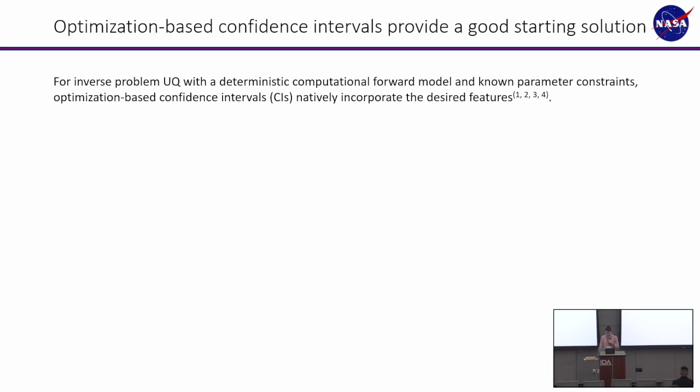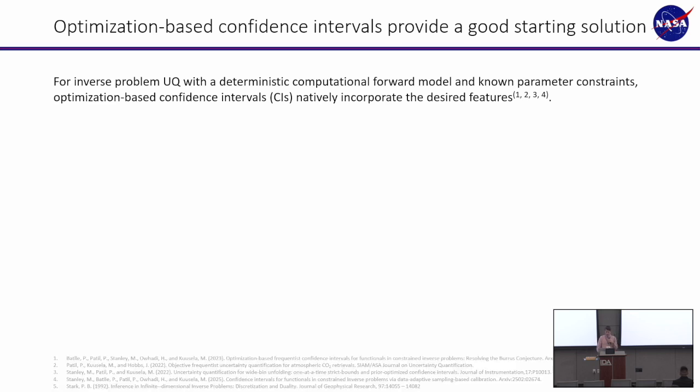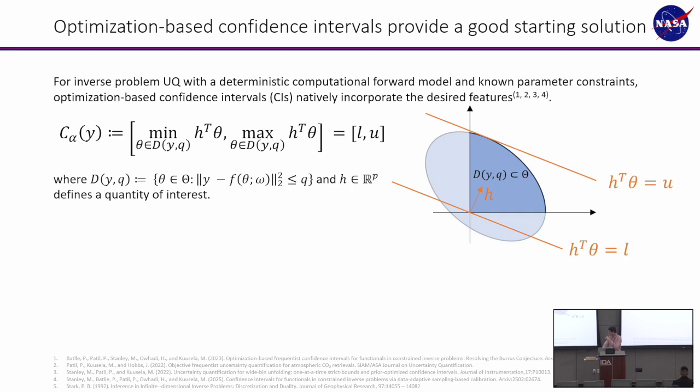So the entry point here is for inverse problem UQ with deterministic computational forward model and known parameter constraints. These methods, with some small citations on the bottom, provide a good starting point. And I think these are really intuitive and nice, mostly because I can draw a little schematic that describes what's going on here. But the idea is that we get our data Y, and that defines a set of, let's call them feasible parameter settings that could explain our data.